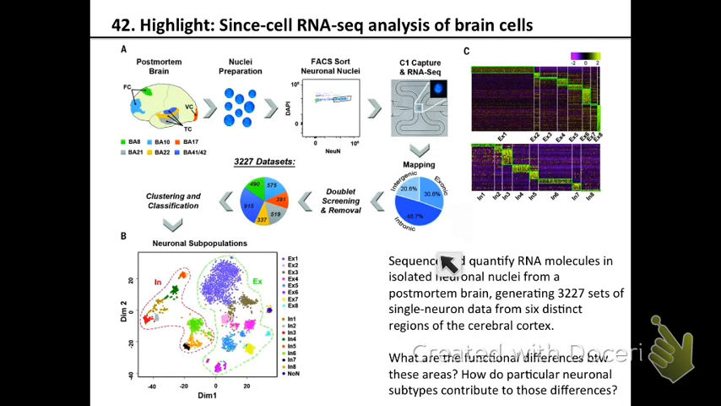And what they generated was 3,000-some hundred sets of single neuron data that correspond to distinct regions. And some of the questions that you can answer with this data are, what are the functional differences between these areas, right? And how do particular neuronal subtypes contribute to these differences? What are the genes whose expression contributes to these differences, right?